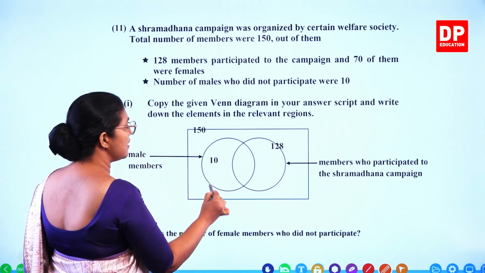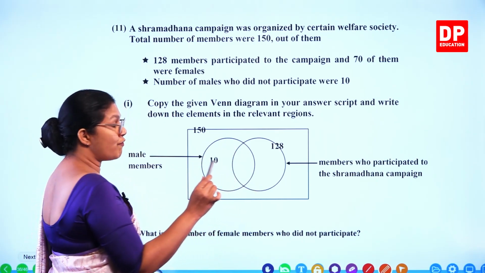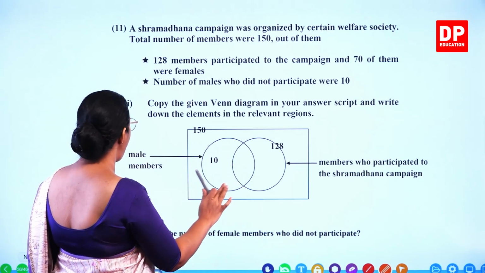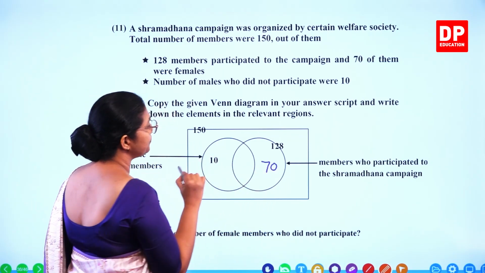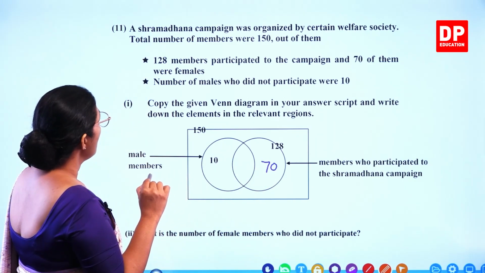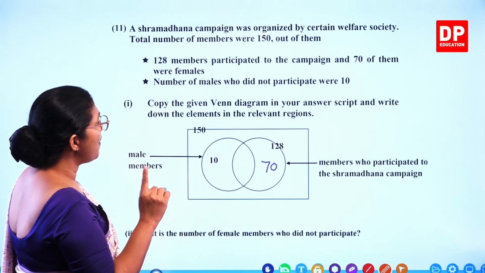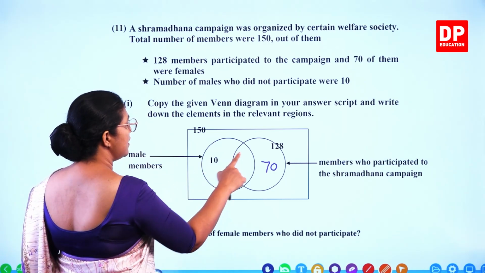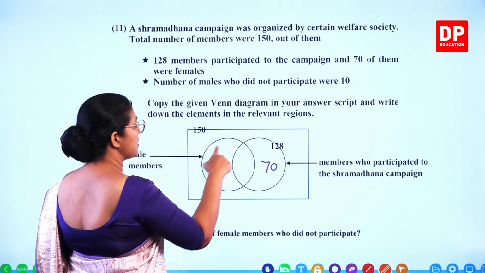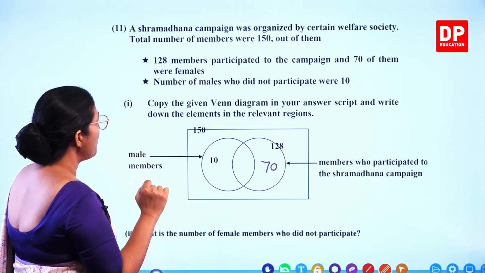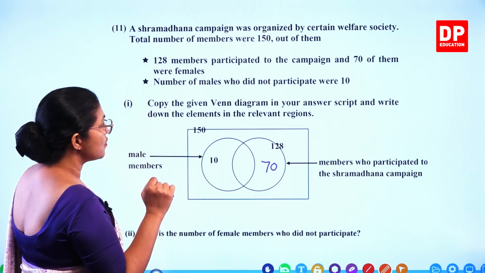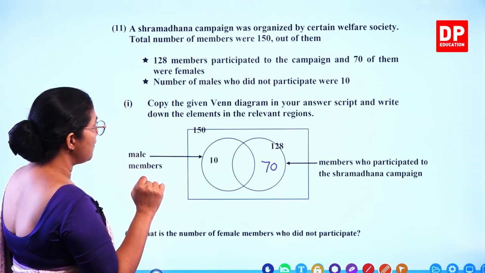Now this is male circle. So out of this circle are females, that's 70. So this should be 70. Number of males who did not participate were 10. So here outside this circle is 10. That belongs to male circle. Copy the given Venn diagram in your answer script and write down the elements in the relevant regions.